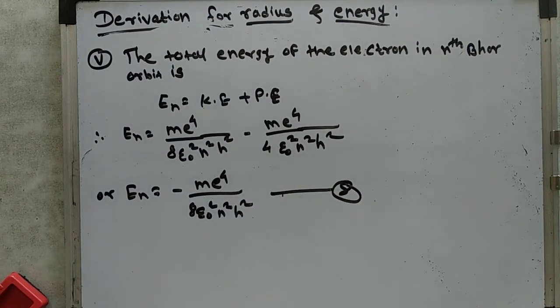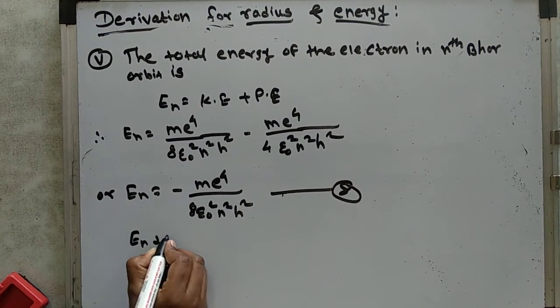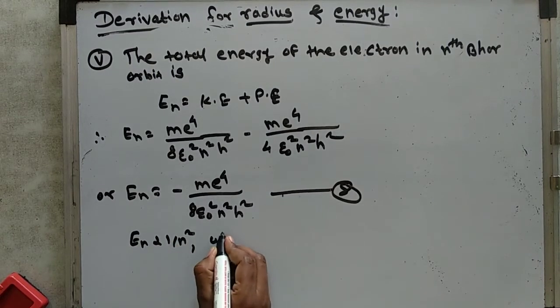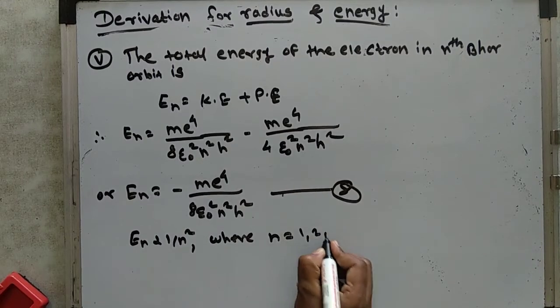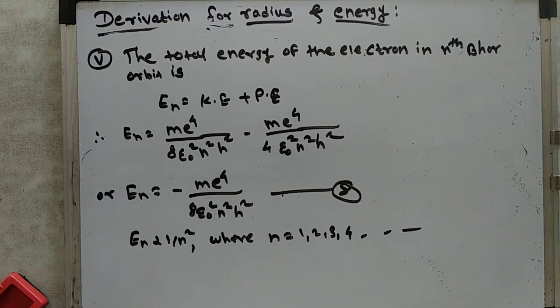Negative sign indicates that the electron is bound to the orbit. Thus we observe that En is proportional to 1 upon n square, where n is equal to 1, 2, 3, 4 and so on.